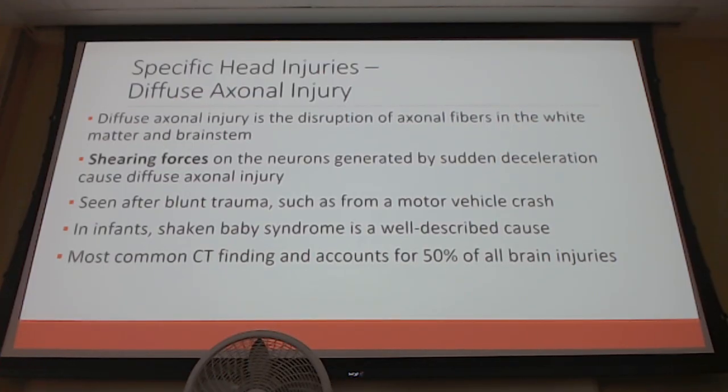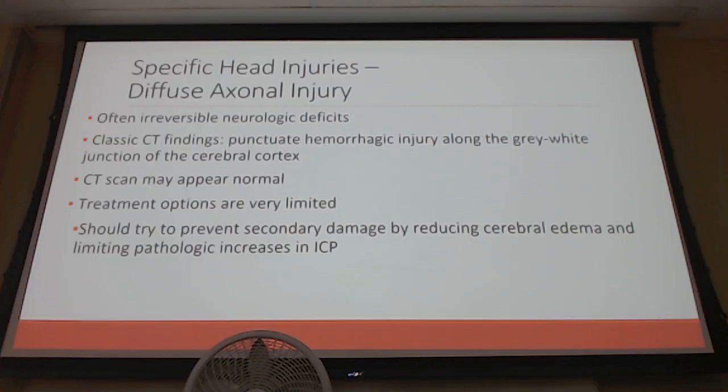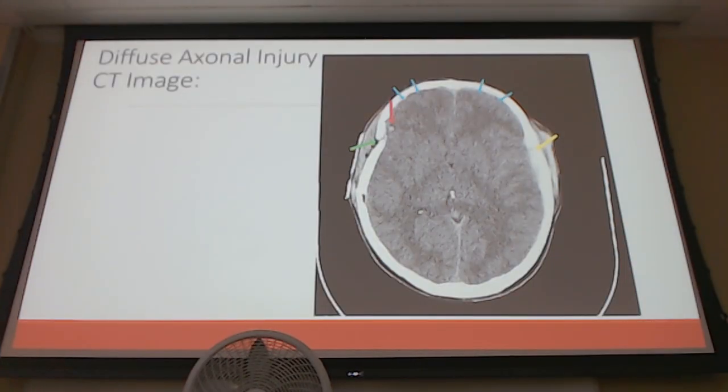It's amazing. All right. So the unfortunate issue with these is they're often irreversible neurologic deficits, but you'll have that injury on the gray and white matter, and we'll look at a CT here, and it just kind of looks like everything blurs together on those images. Once again, we do the same thing in the emergent setting, which is try to prevent any of those secondary injuries, and then consult our neurosurgeons.